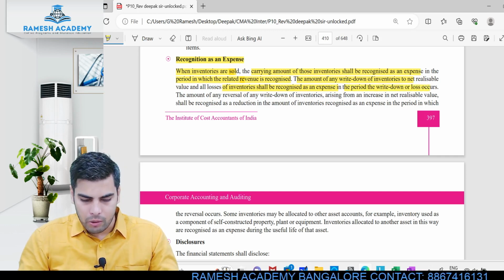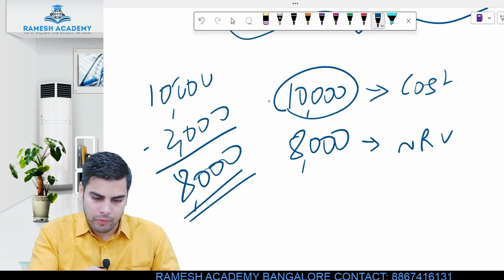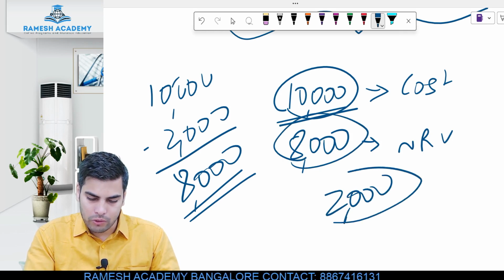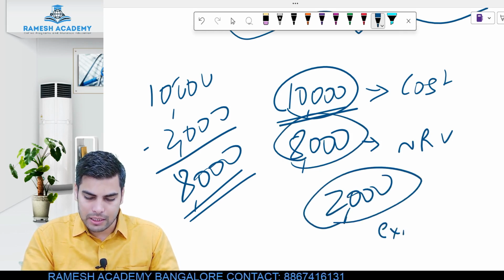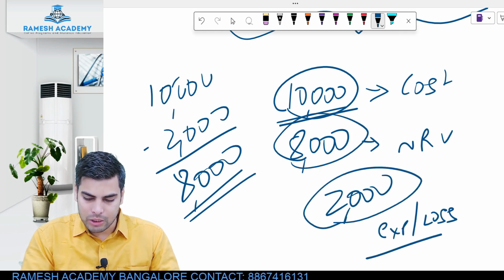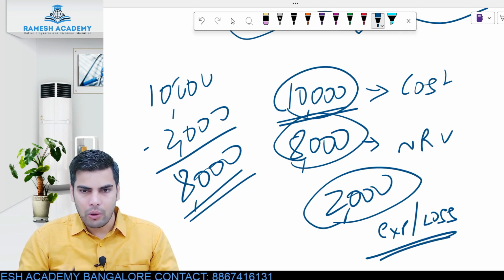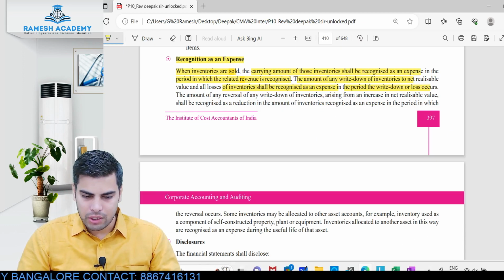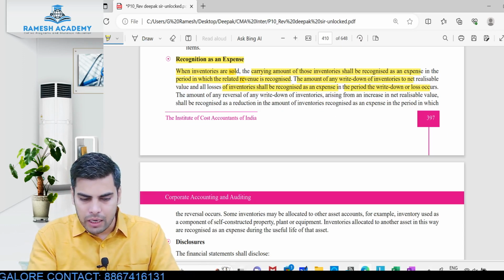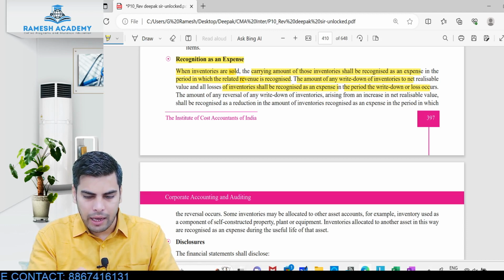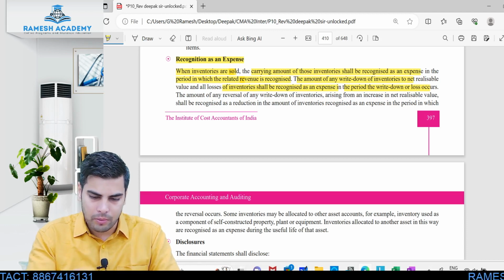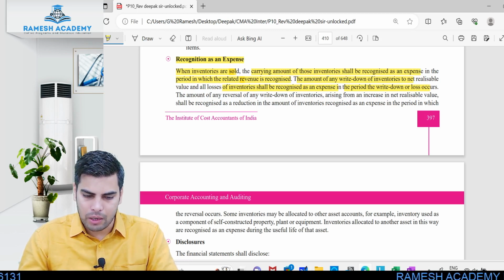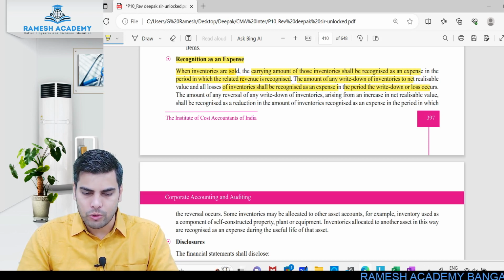Now here if you see, the cost was 10,000 whereas net realizable value was 8,000. So I need to reduce it to the extent of 2,000. So this 2,000 rupees will be recognized either as an expense or as a loss. So in my P&L account on the debit side, I'll be showing this particular reduction in the value of inventory. The amount of any reversal of any write down of inventory arising from an increase in the net realizable value. So subsequently if there is any increase in this net realizable value, what are we supposed to do?